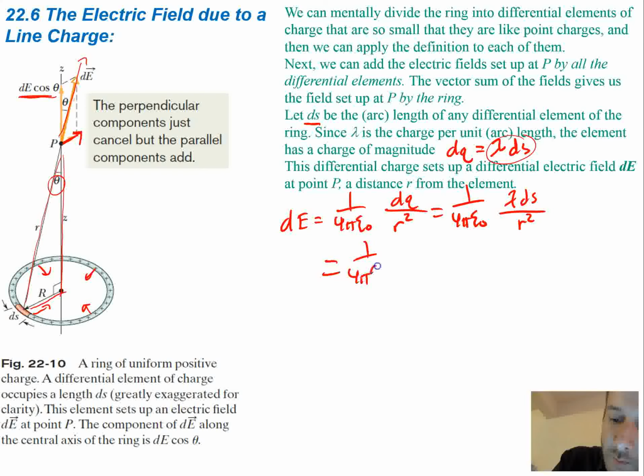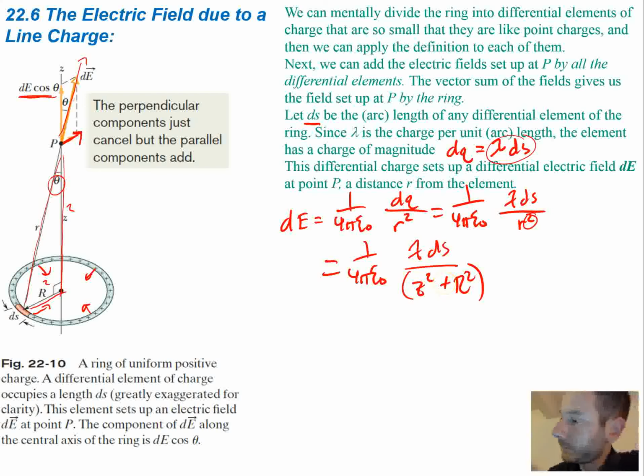So we have 1 over 4 pi epsilon naught, lambda ds, and then this is going to be divided by z squared plus R squared. And this isn't to any power, because the r is squared, and this value is going to be the square root. So it's going to be z squared plus R squared, take the square root of that whole thing, but squared again with the 2 there. So it's not going to have any exponent on it in the end. All right, so this is what we're moving on with right here.